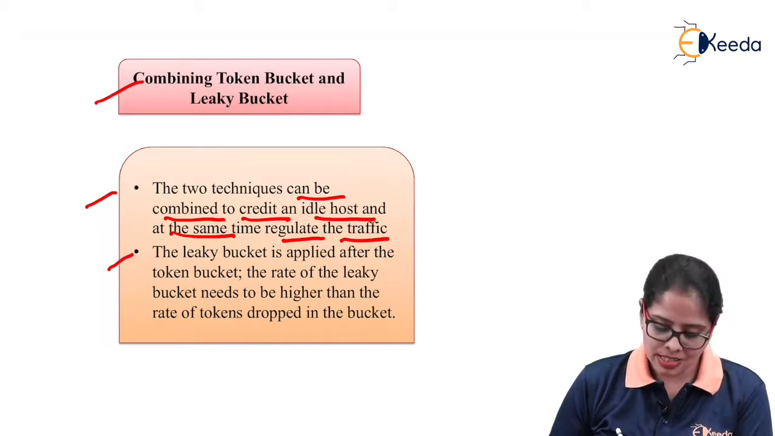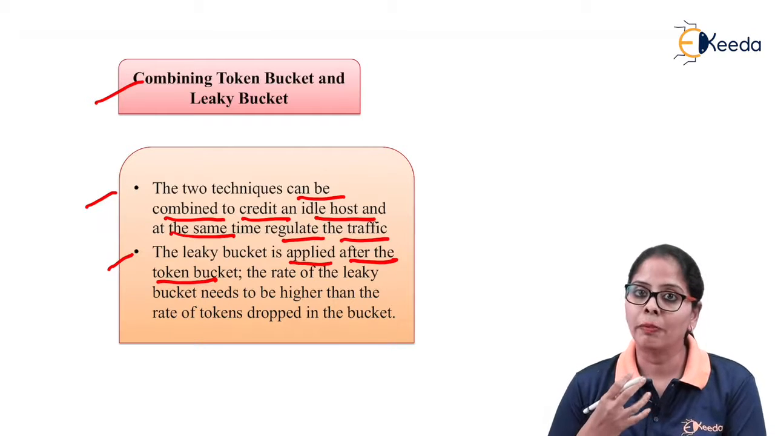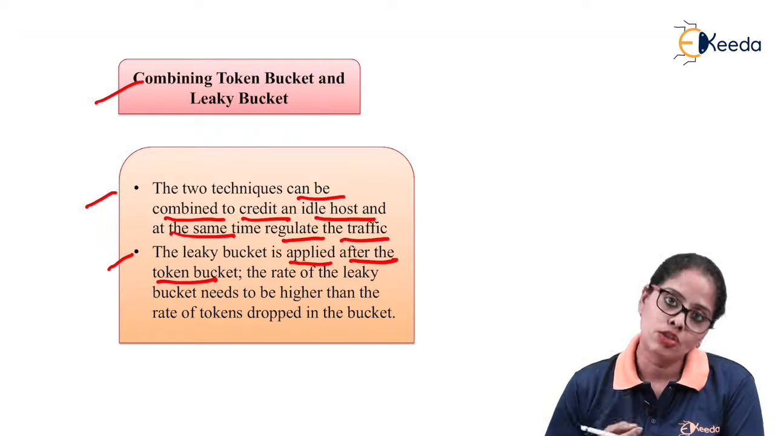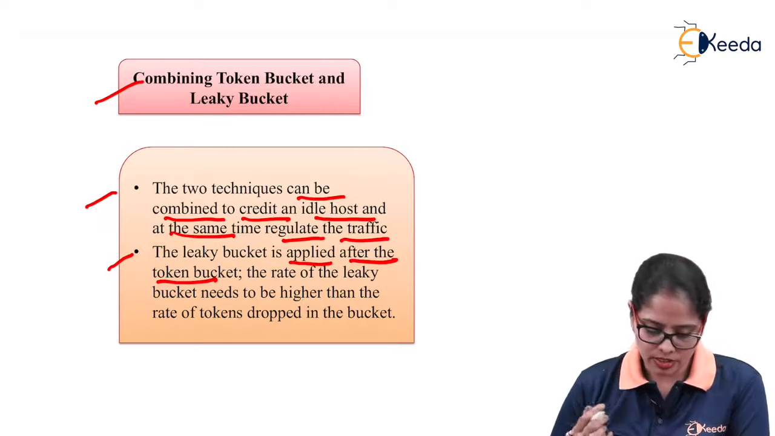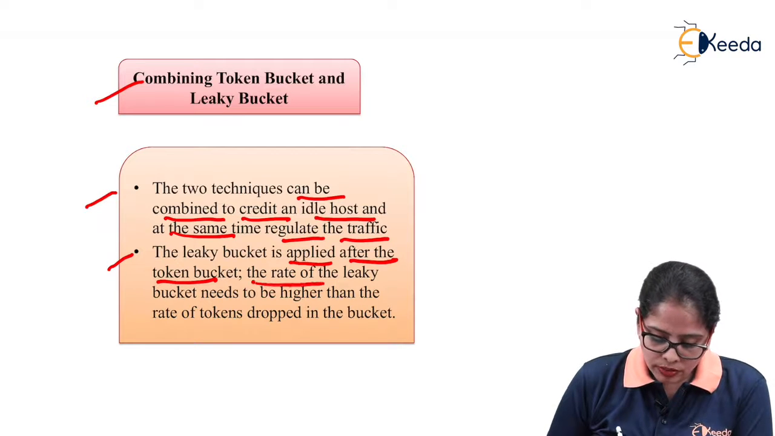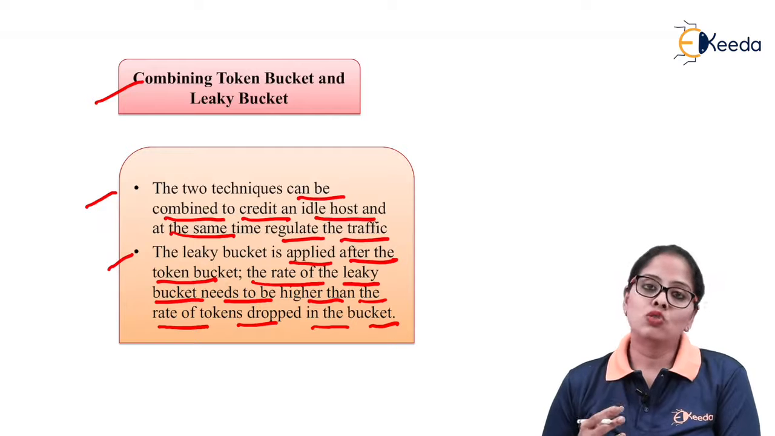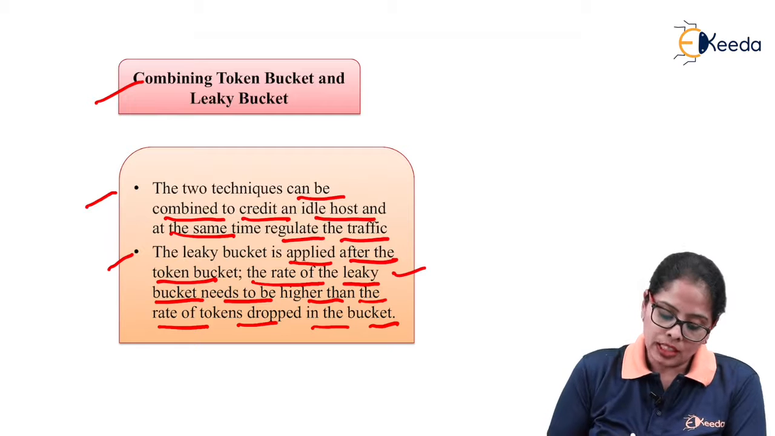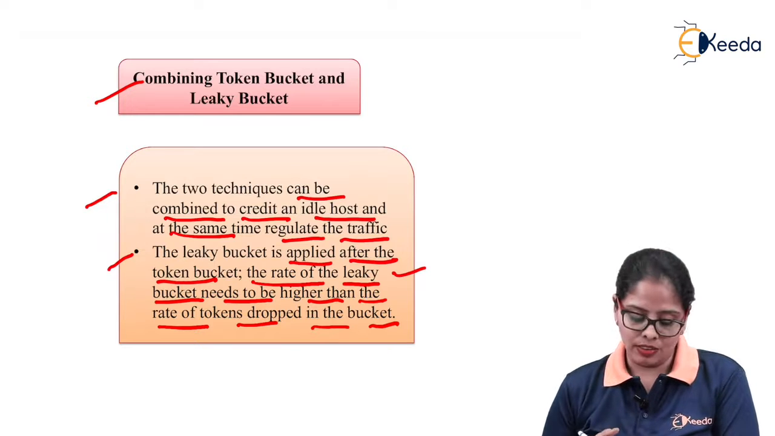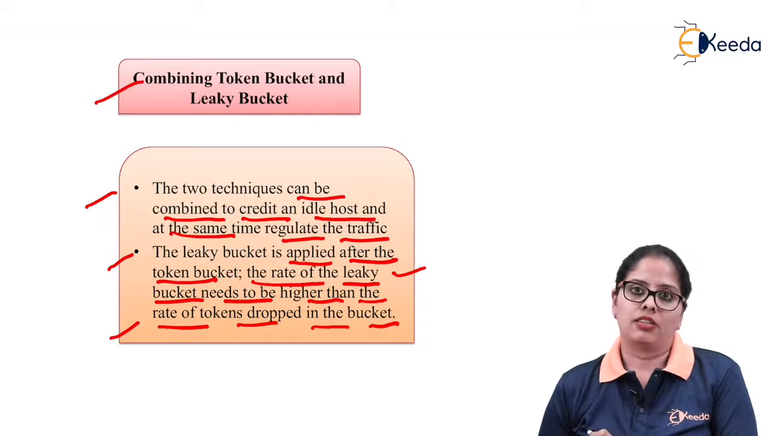The leaky bucket is applied after the token bucket. So whenever we combine both techniques, first you have to put the token bucket and then you have to put the leaky bucket. The rate of the leaky bucket needs to be higher than the rate of the token drop in the bucket. Why is it so? Because you want the rate of the leaky bucket to be higher than the rate of the token drop in the bucket.